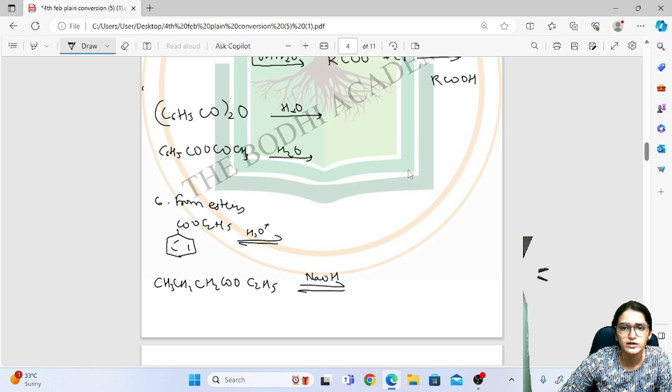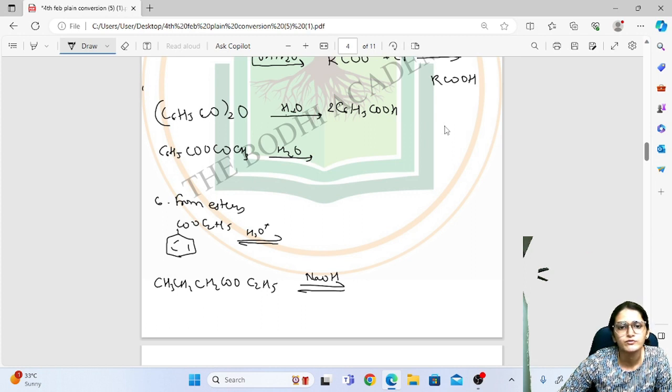Then next is using anhydride. Anhydrides treated with water will give us two carboxylic acids. One is C6H5COOH plus CH3COOH. Or I can write, when I take the same type of alkyl group, that time we get the same type of carboxylic acid. Here we are getting benzoic acid two number. Now here we have taken same groups, that's why we are getting the same carboxylic acid here.